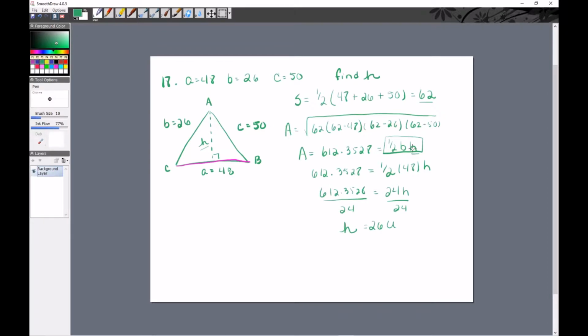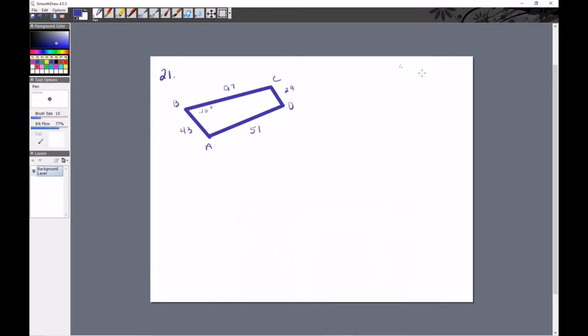All right? So that brings us to the very last one. I'm just going to repeat problem number 21, which I did in class. So let me just pause and set that up. Okay, this is the very last one. It's number 21. And we're supposed to find the area of this quadrilateral. And it's irregular, so we don't have any formulas for it. So the key here, or the trick, is going to be to split this thing into two triangles, okay?